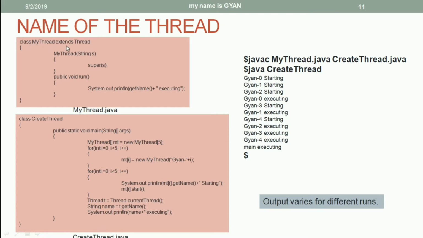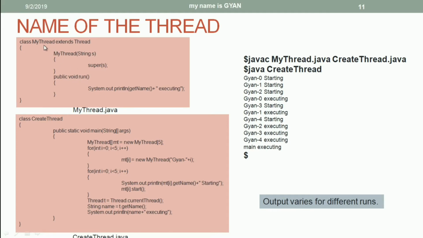The class myThread extends the class Thread. In the class myThread, we are defining a parameterized constructor with a string reference as its argument. That parameterized constructor calls the constructor of its superclass with the same parameter s. The superclass of the class myThread is the class Thread. That means the parameterized constructor of the class myThread is calling the parameterized constructor of the class Thread with the same string reference as its argument. Then we have the method run in the myThread class.